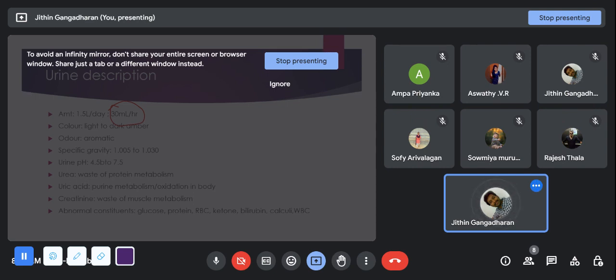In diabetic ketoacidosis, what will be the value? Is it metabolic acidosis, metabolic alkalosis, respiratory acidosis, or respiratory alkalosis?